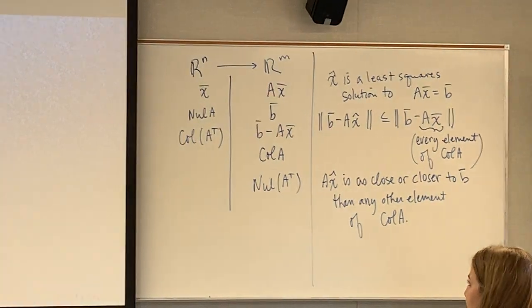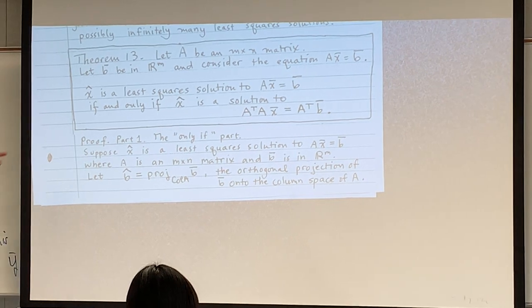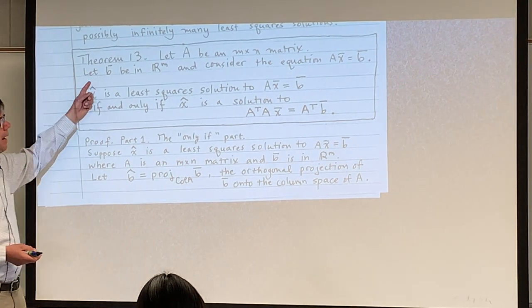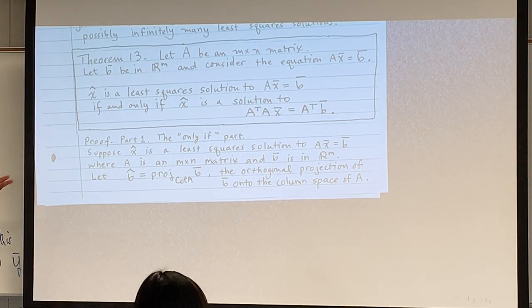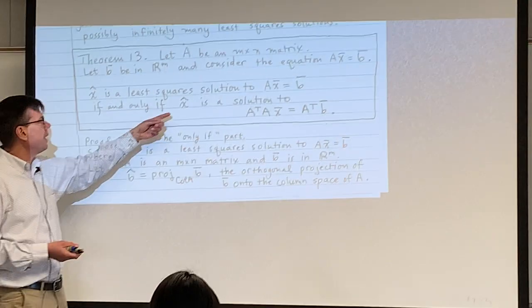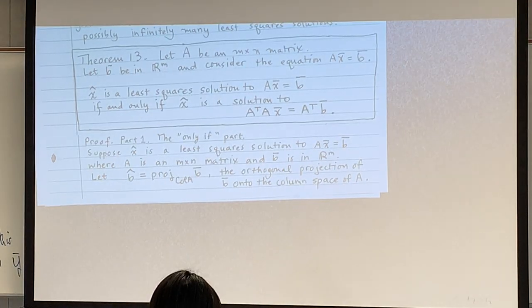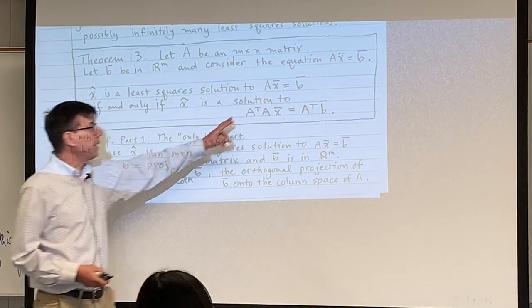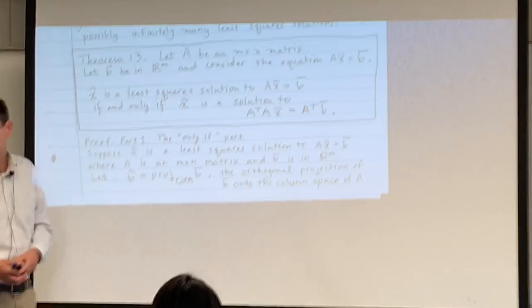Let's look at theorem 13. Let A be an m by n matrix, and let b be in R^m. Consider the equation Ax equals b. We probably have no solution. If there is a solution, the least squares solution is a solution, and there's nothing really for us to talk about. So it's usually only interesting when Ax equals b has no solution, an inconsistent system.